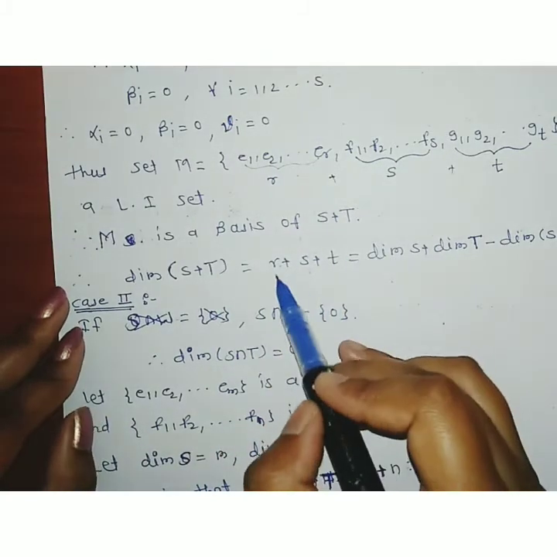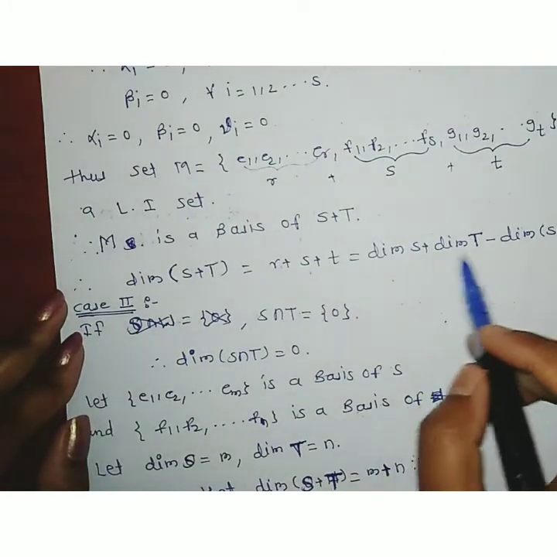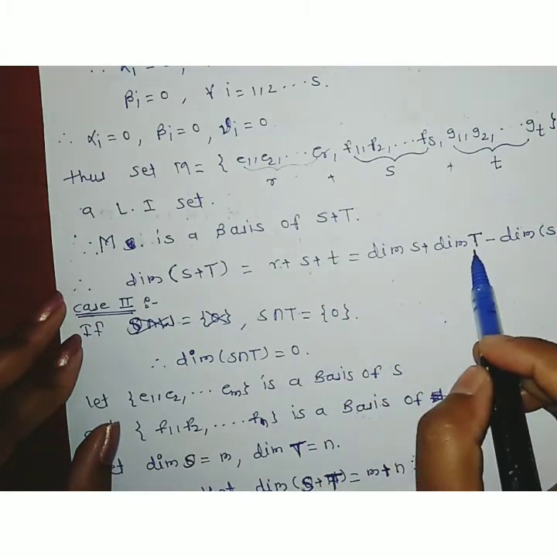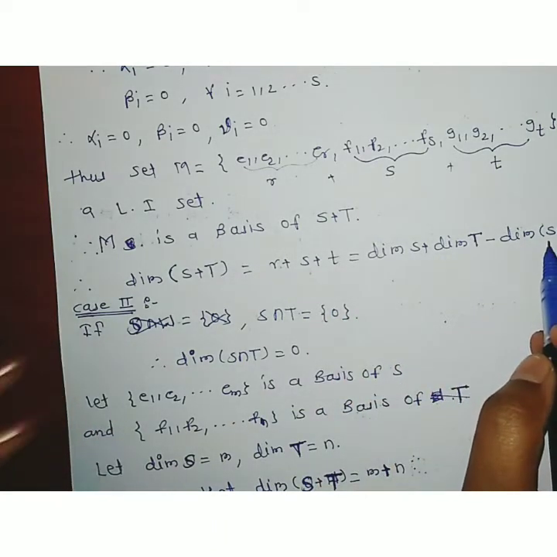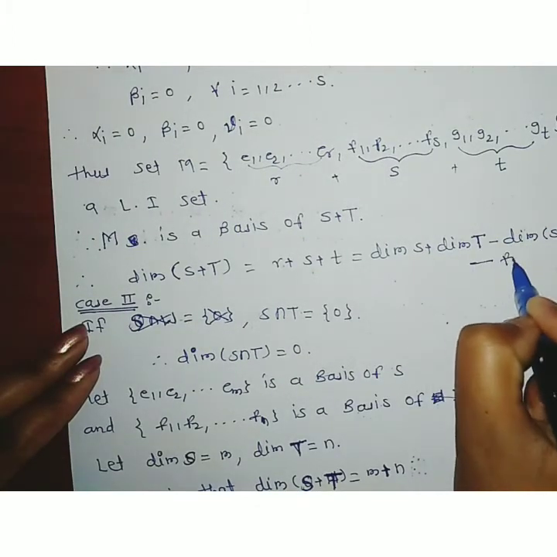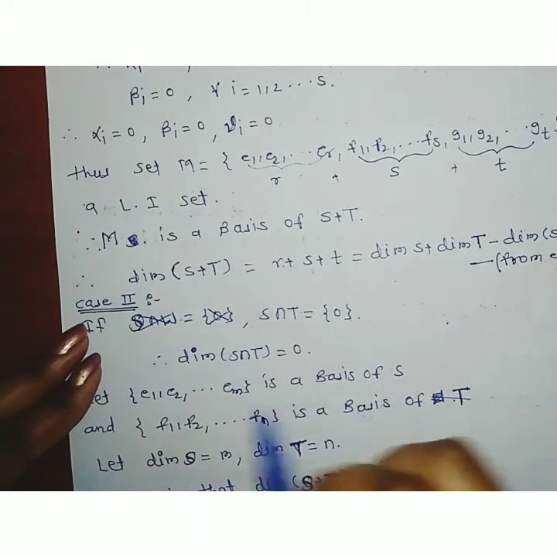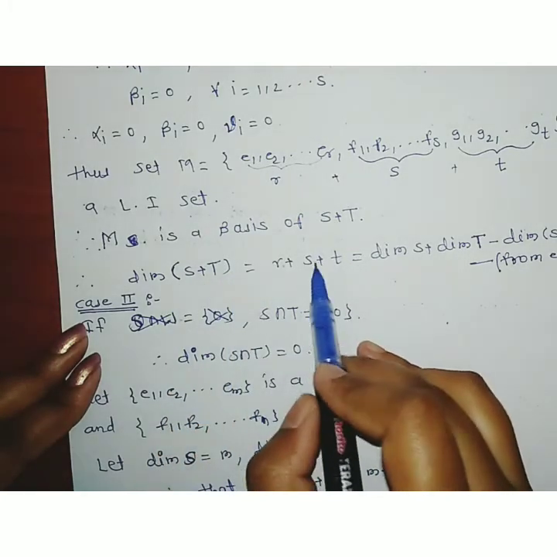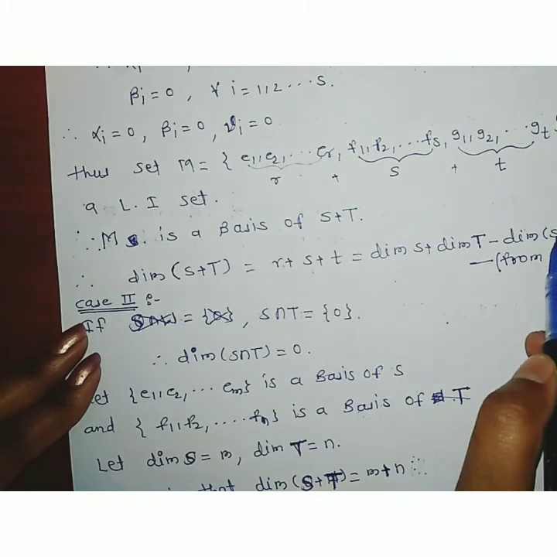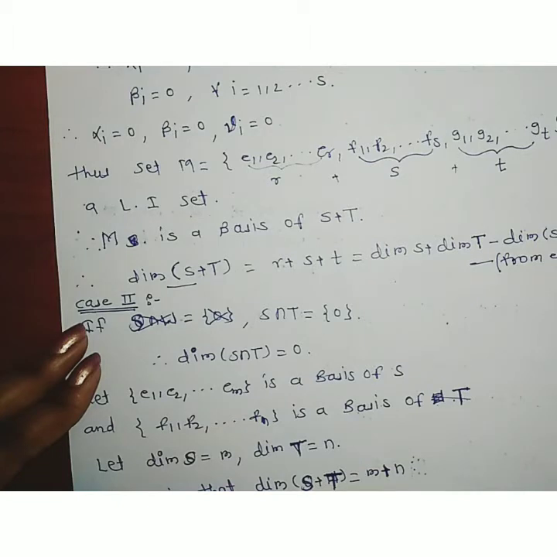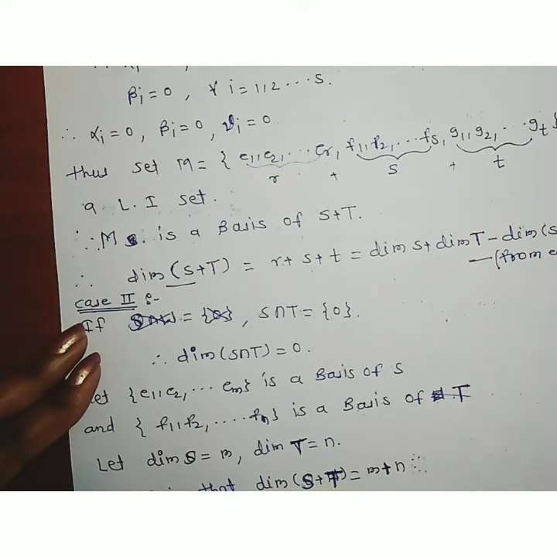But what is this? r plus s plus t is nothing but the dimension of S plus the dimension of T minus the dimension of S intersection T, from equation 3. That's what we have to show. Therefore we have the dimension of S plus T is equal to the dimension of S plus the dimension of T minus the dimension of S intersection T. Therefore the first case of this theorem is proved, when S intersection T is not equal to 0. For this condition the theorem is proved.